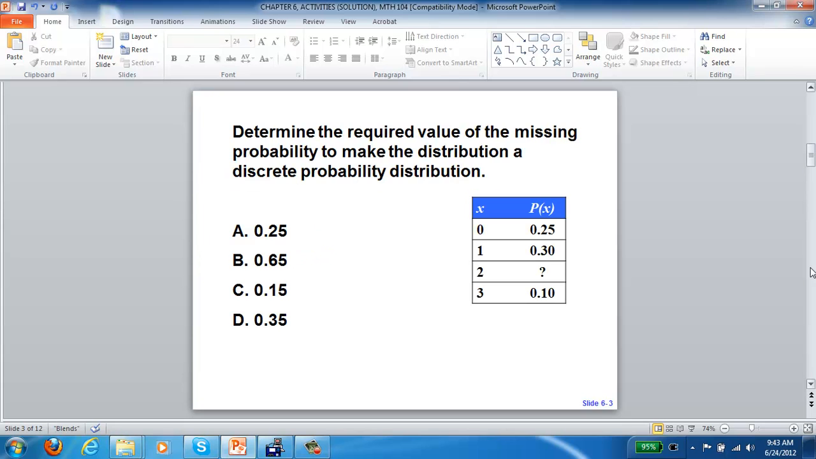Number 2, we have to find the missing probability. The summation of all the probabilities is equal to 1. If you add these three probabilities, it is 0.65, so the missing probability will be 1 minus 0.65, so 0.35. The correct one is D.